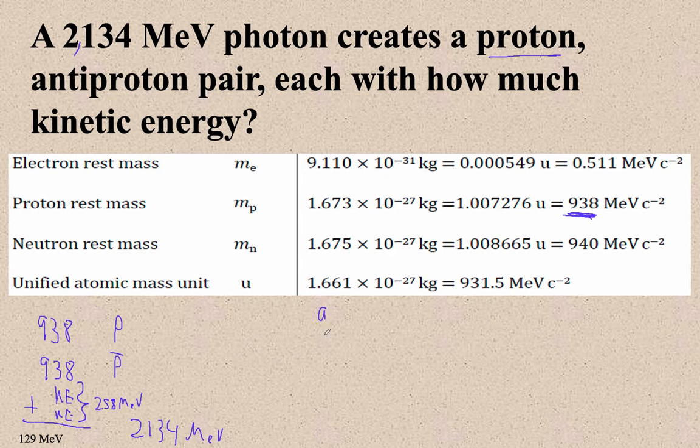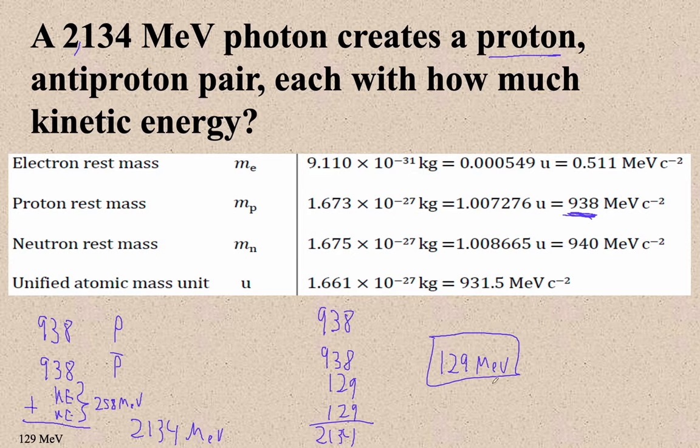Okay, so it works out to this: 938, 938, and then 129, 129, and that adds to 2134. So the answer is each one of them has 129 MeV of kinetic energy. Look at that.